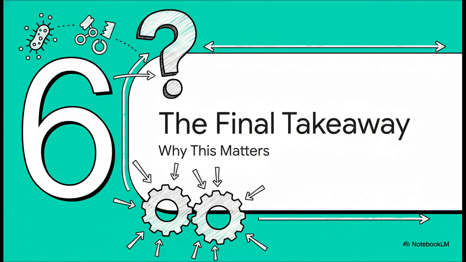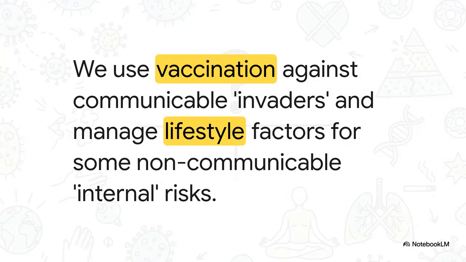So, we've defined disease, we've split it into two categories, we've looked at examples. But what's the big takeaway here? Why is this simple classification so important? This is it. Knowing whether a disease is communicable or non-communicable dictates our entire strategy for fighting it. For those communicable invaders, like measles, we develop vaccines to prepare our immune systems for an attack. But for the non-communicable internal risks, like heart disease or some cancers, we have to focus on managing lifestyle factors and developing treatments that target our own biology. Two different problems, two completely different battle plans.